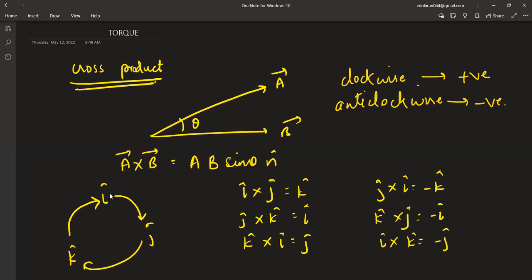k cap cross i cap, that is j cap, and i cap cross k cap, that is minus j cap. See, cross products are anti-commutative. In addition and multiplication, 3 plus 2 is 5, 2 plus 3 is also 5, 3 into 2 is 6, 2 into 3 is also 6. Yes, but here it's different. i cap cross j cap is k cap, but j cap cross i cap is not k cap, it's minus k cap. So that's what you should be careful with. Make a note point, revision of cross product, and write this.